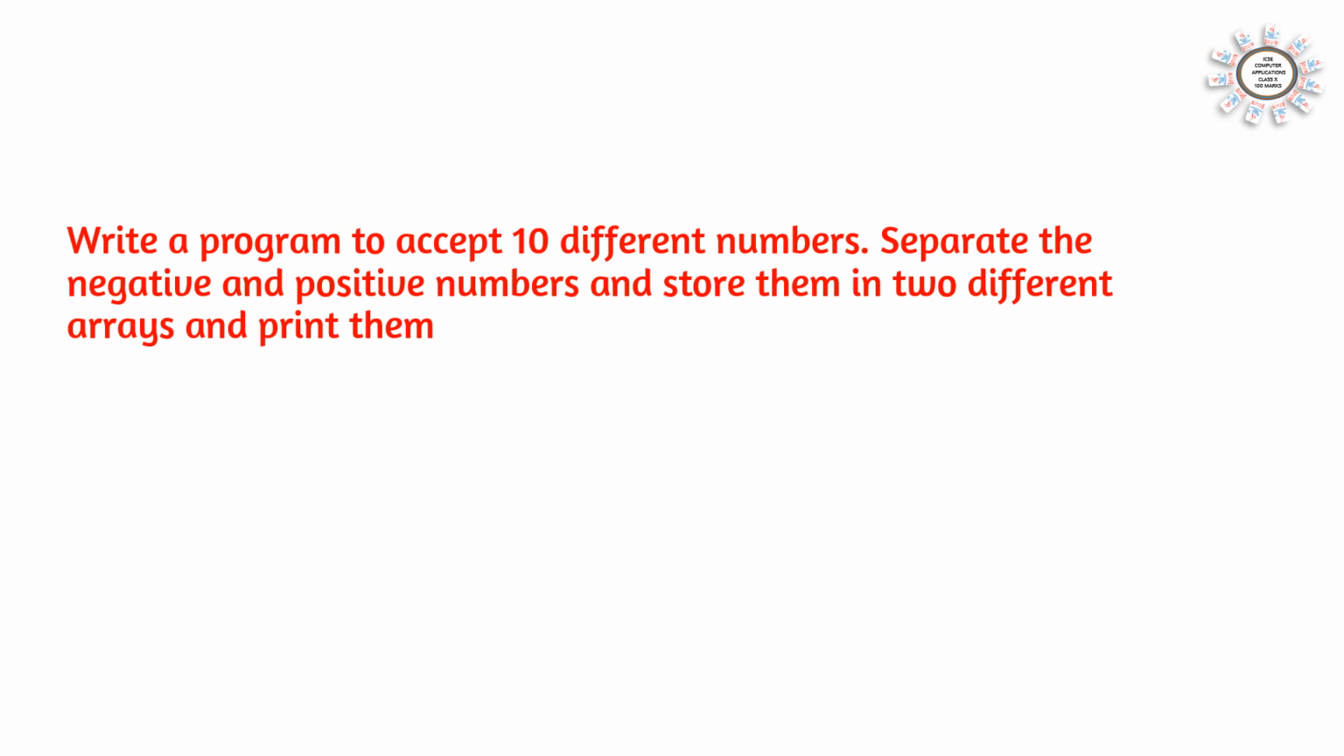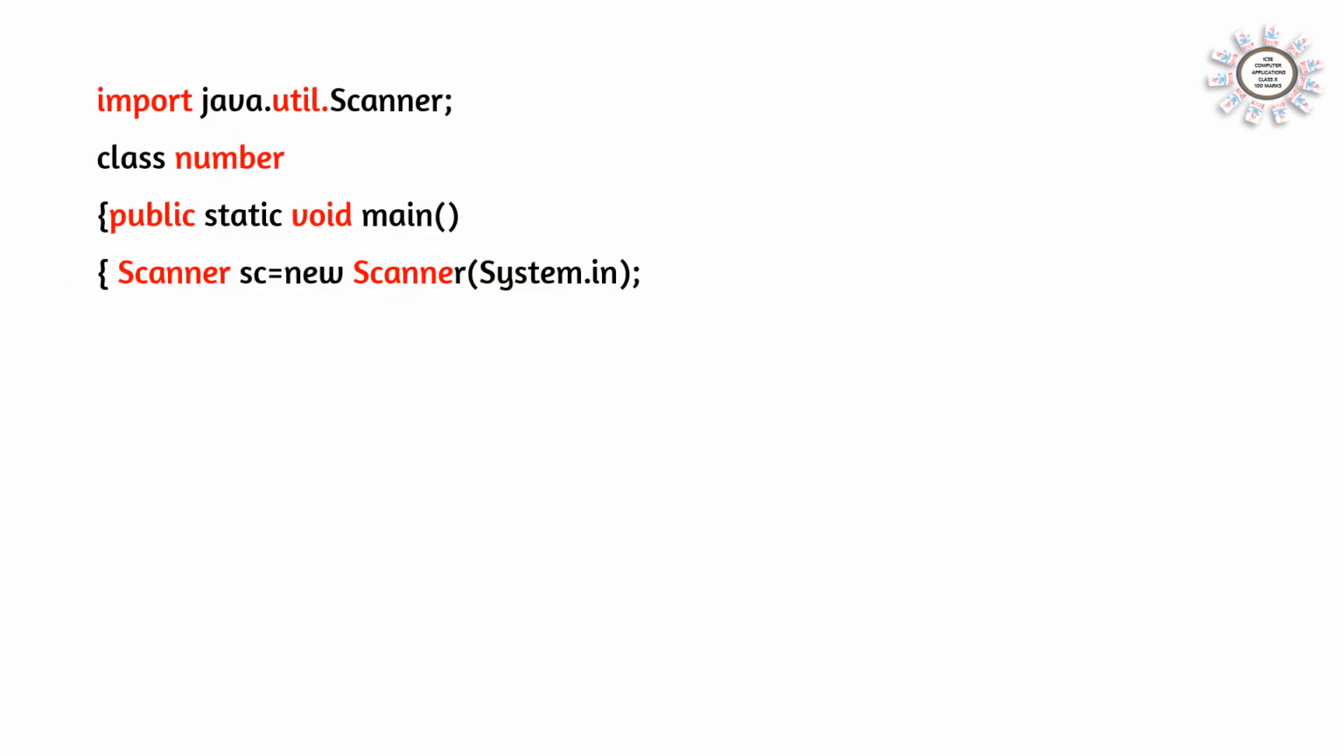Next question is write a program to accept 10 different numbers, separate the negative and positive numbers and store them in 2 different arrays and print them. So in this program we will be accepting 10 numbers, and we will create 2 more arrays and store the positive numbers in an array and negative numbers in a second array, otherwise in a different array. So we can start the program, write the first 4 lines, declare the class, public static and Scanner class.